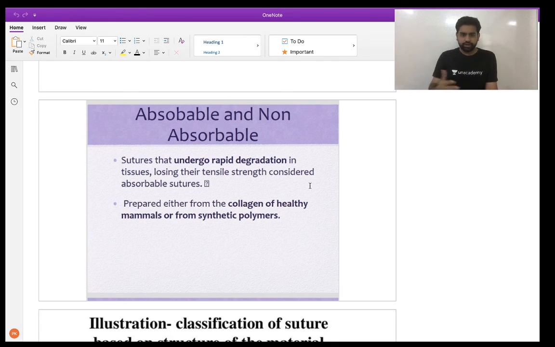Whenever it is degenerated or absorbed, you have more tissue reaction. What about the synthetically occurring absorbable sutures? We will talk about the examples later. Just understand, whenever it is absorbed, the tissue reaction is minimal. So till now, you all know that there is a natural absorbable suture and a non-absorbable suture. I hope you are understanding and making sense of it.